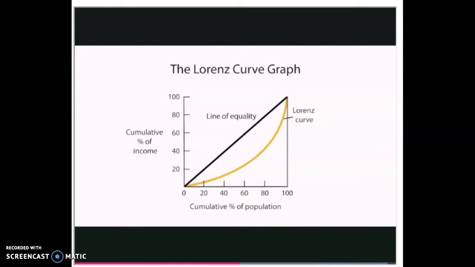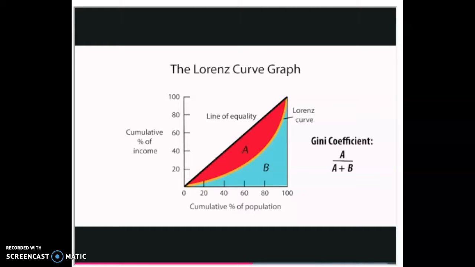If we call the area between the line of equality and the Lorenz curve A, and the area between the Lorenz curve and the horizontal axis B, the Gini coefficient is A over A plus B. If there were perfect equality, A would be 0, and so would the Gini coefficient.